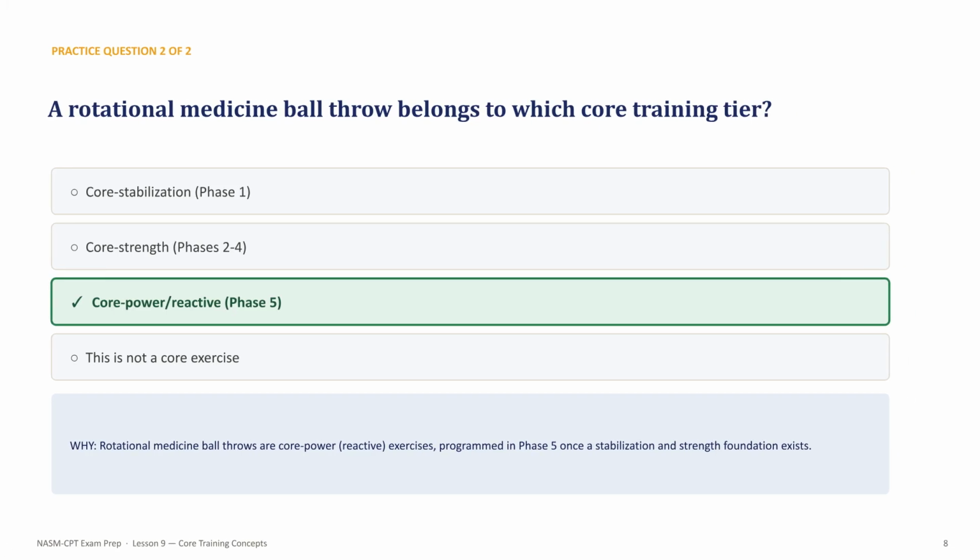One more question. A rotational medicine ball throw belongs to which core training tier? Pause and think back to the continuum. The correct answer is core power, or reactive, phase 5. Here's why. Rotational medicine ball throws are core power, reactive exercises, programmed in phase 5 once a stabilization and strength foundation already exists.